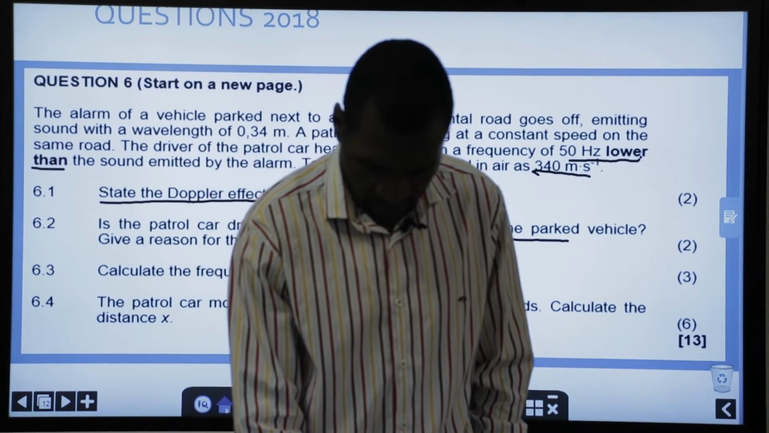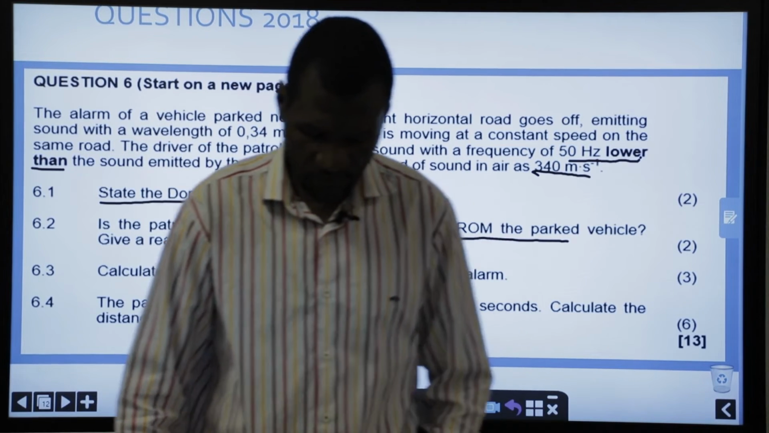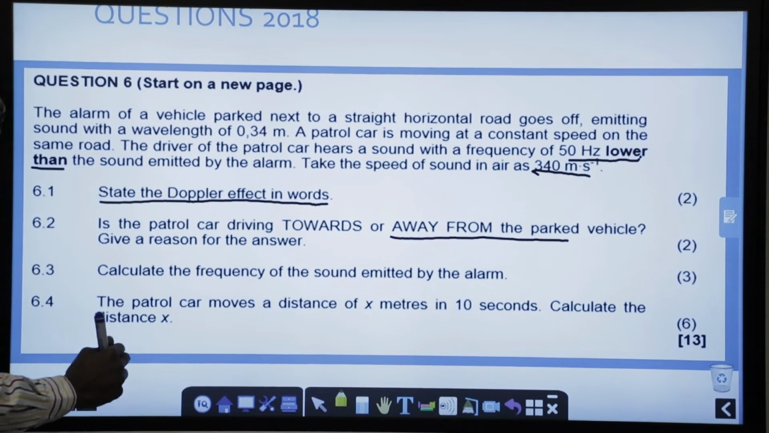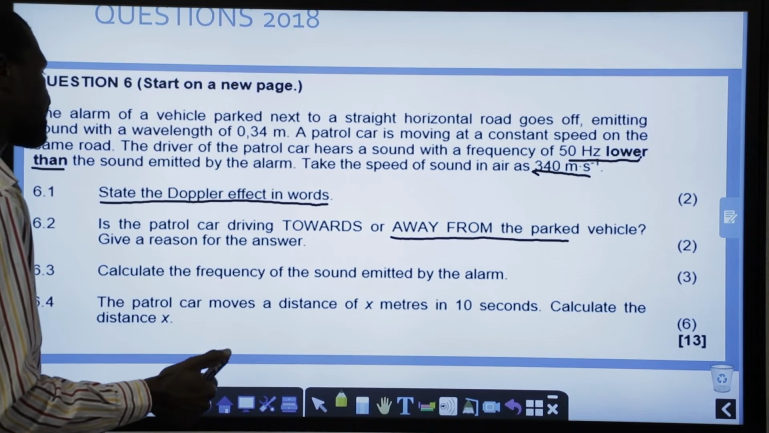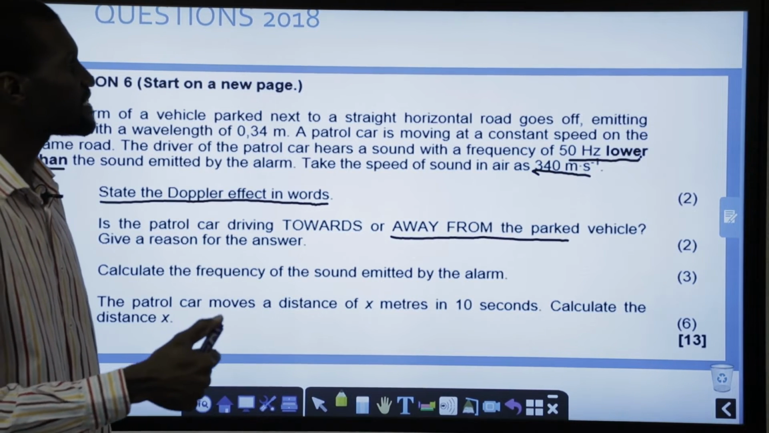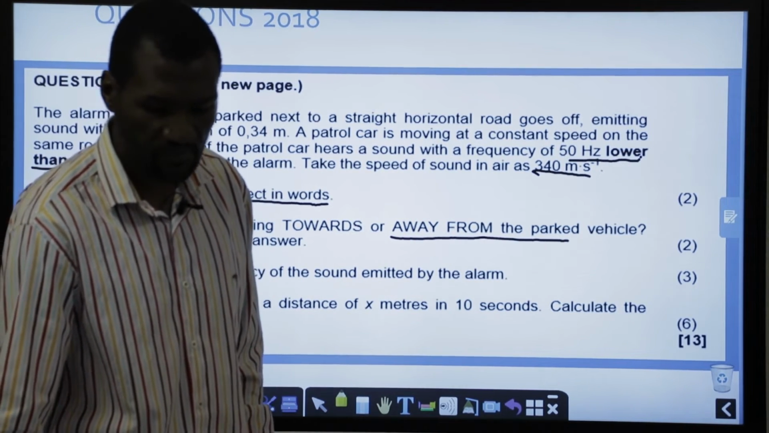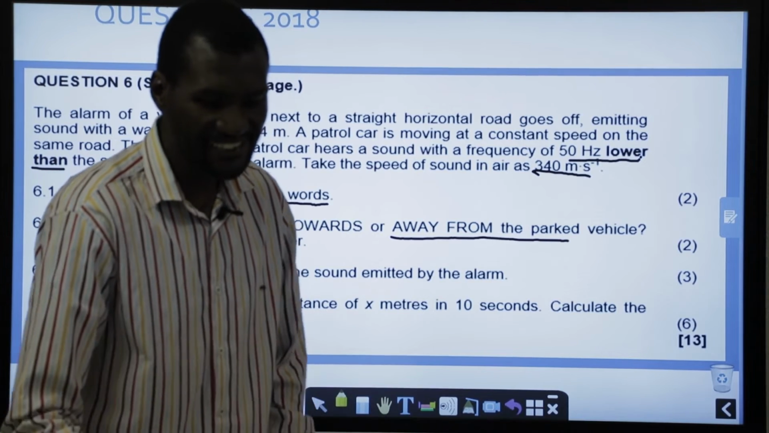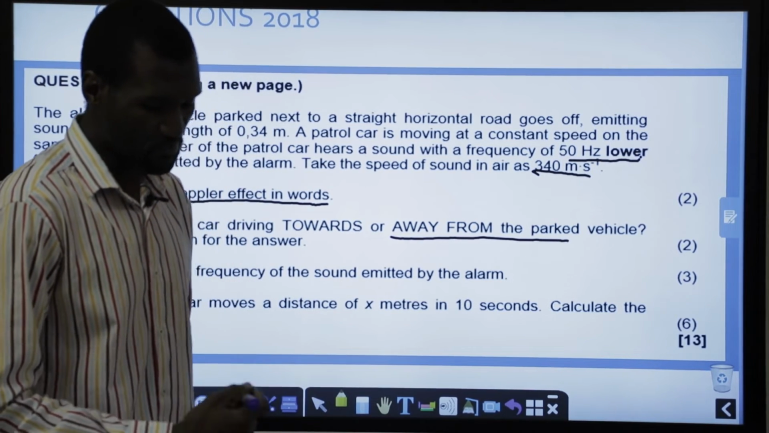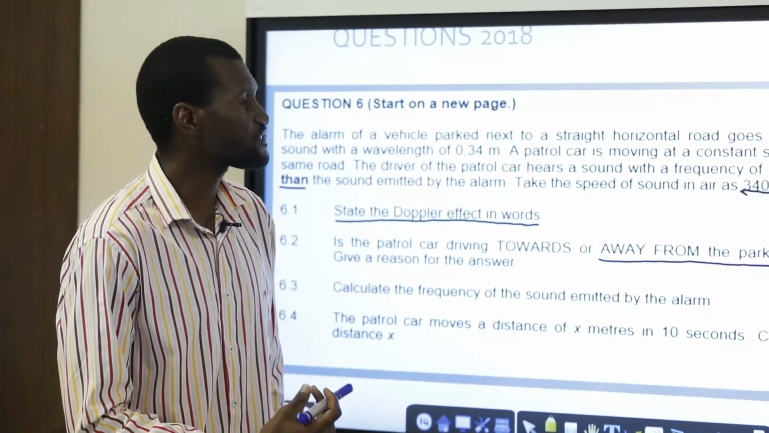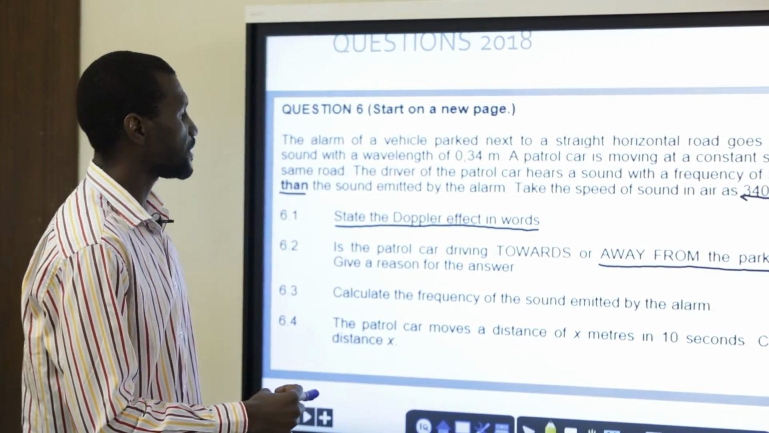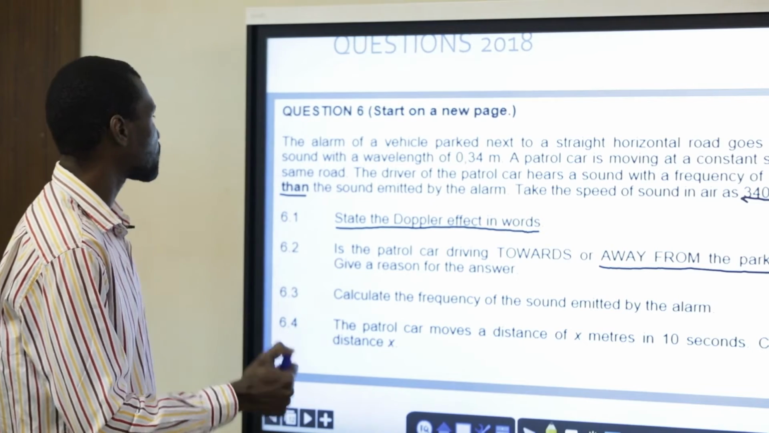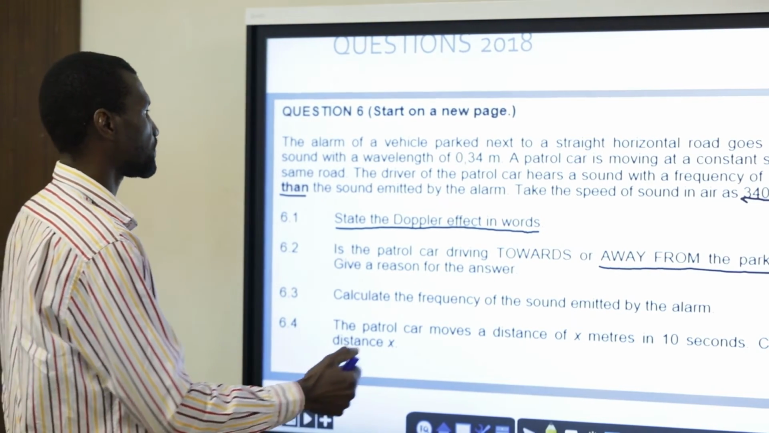Let's move on to the next question and figure out what they are going to ask us for. The next question then says, the patrol car moves a distance x meters in 10 seconds. Calculate the distance moved by the patrol car. So we've got now a situation where the patrol car is moved a distance in 10 seconds. We want to find the distance moved by the patrol car. What is it that I must find first? I must find the velocity, okay? And once I find the velocity, I can use the velocity to find the distance that it moves.